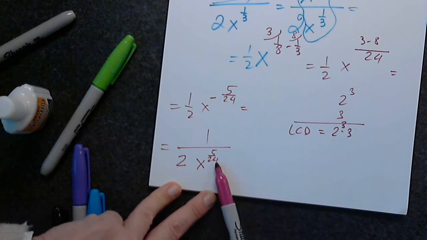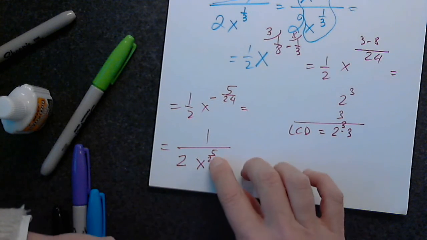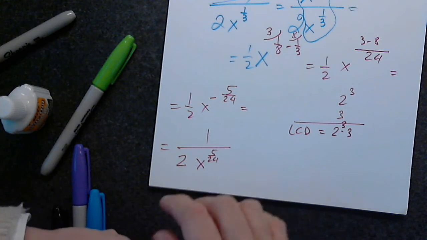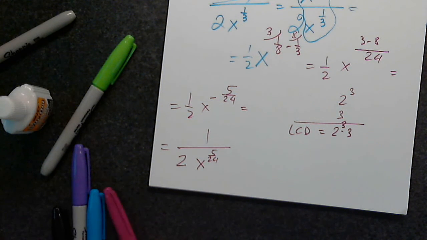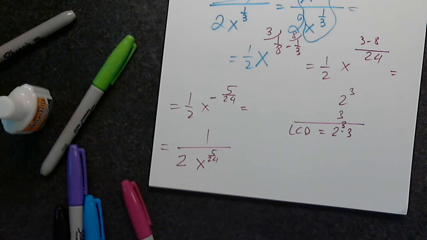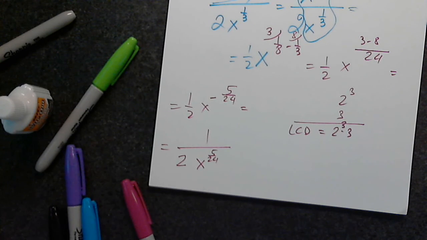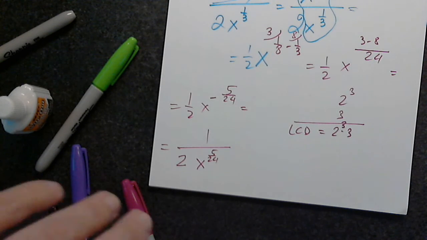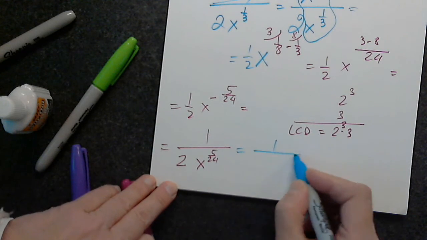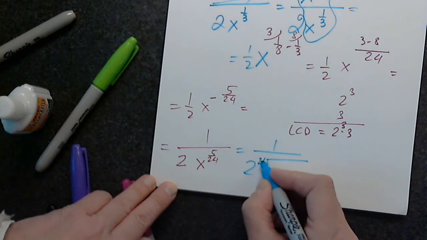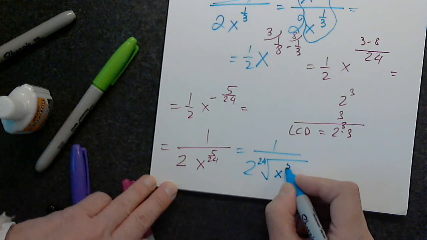What does a rational exponent mean? When I see an exponent or a power that is a fraction, what does that mean? What triggers my mind? Some type of root. Exactly. Awesome. And this is it, the 24th root of x to the 5th.